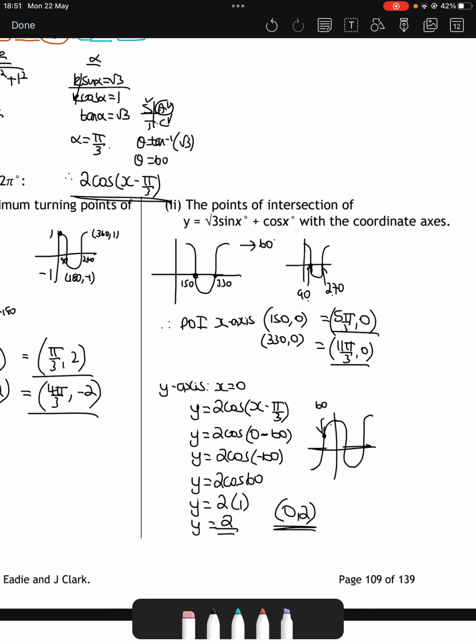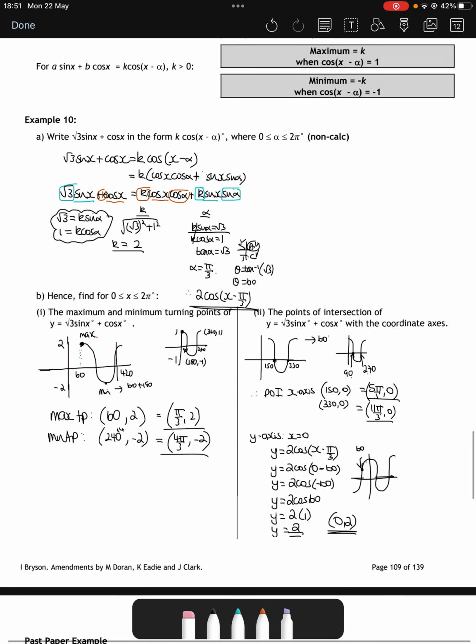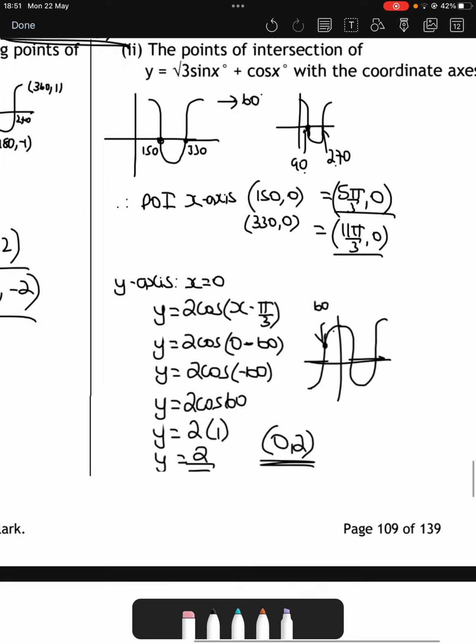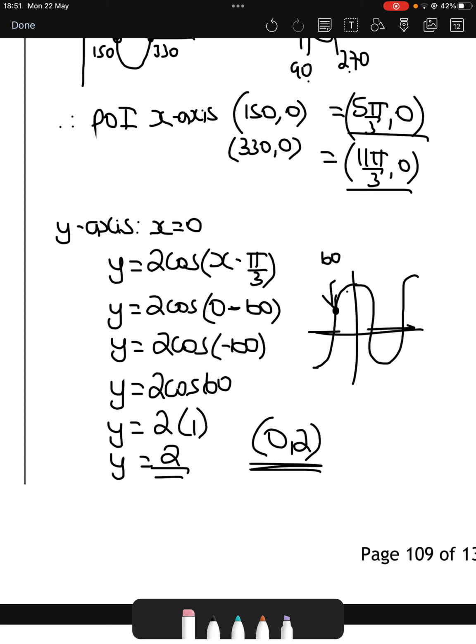So by using your graph and a wee bit of manipulation as to, okay, what does this actually mean? What does x minus pi over 3 or x minus 60 degrees actually mean? It means that your graph obviously has been moved 60 degrees to the right. So you're thinking about what's happened. Okay, it used to be 90, now 150, it used to be 270. Wait a minute. Cos of 60 is a half, not 1. Nonsense. That's 1. There we go.